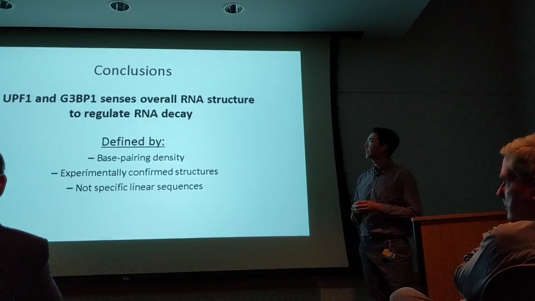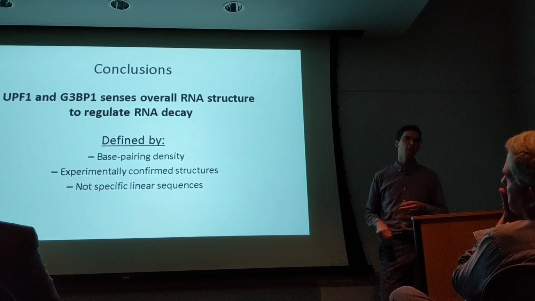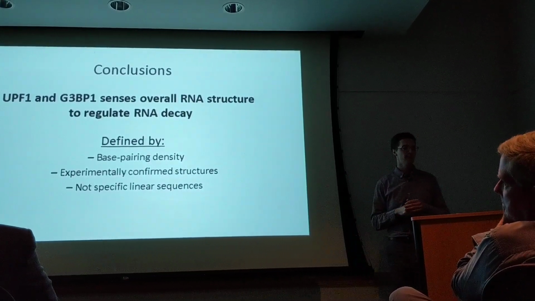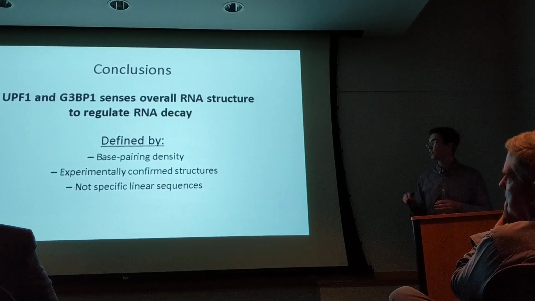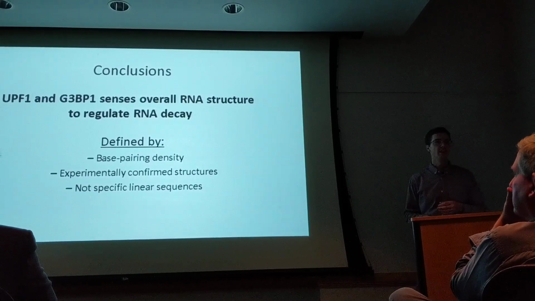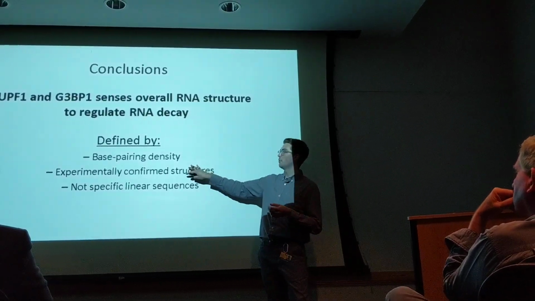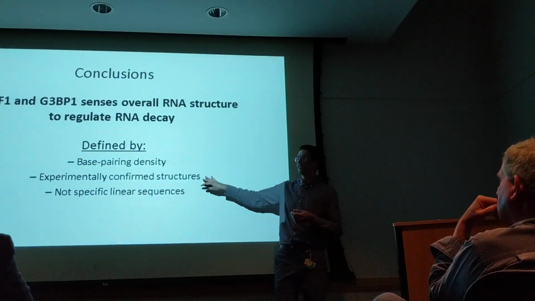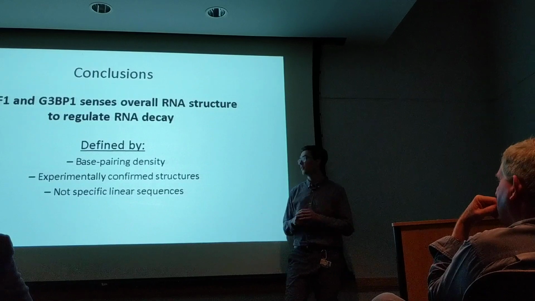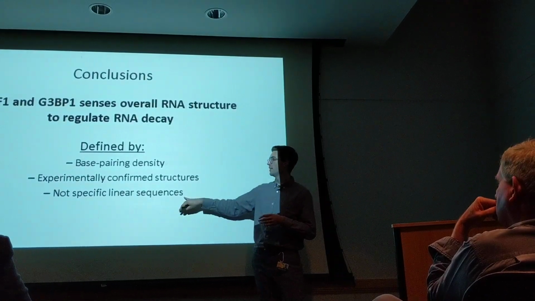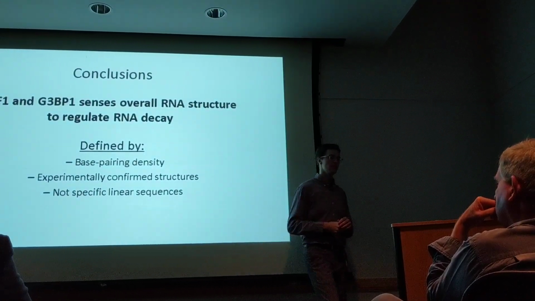So I want to conclude with that: hopefully I've convinced you that UPF1 and G3BP1 sense overall RNA structure to regulate RNA decay. In this section, what I've really shown is that it's defined by RNA base pairing density, that these base pairings are confirmed through experiments, and that this is not through specific linear sequences.